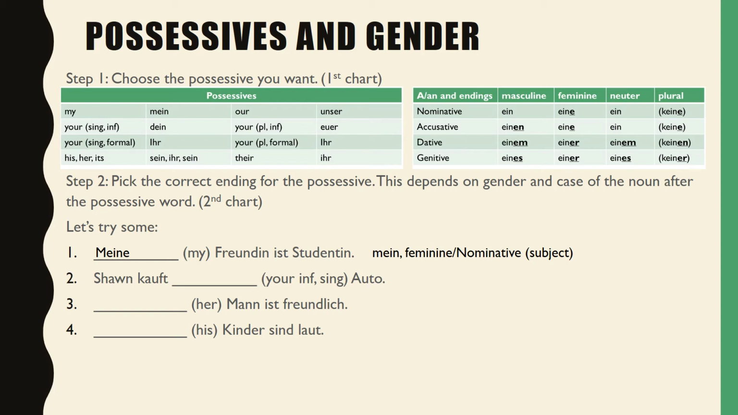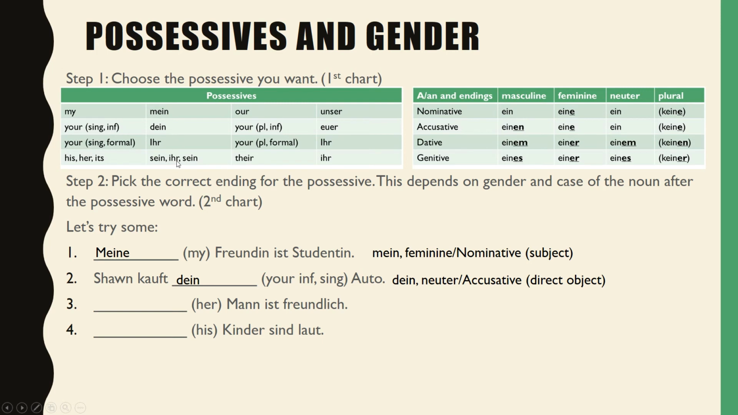If you want to do them together, in number 2, we have your informal singular. Your informal singular is dein. Auto is neuter, and in this sentence, the Auto is being bought, kauft. That means it is the direct object. Direct objects are accusative. Our ending for accusative neuter is nothing. Our answer is dein.